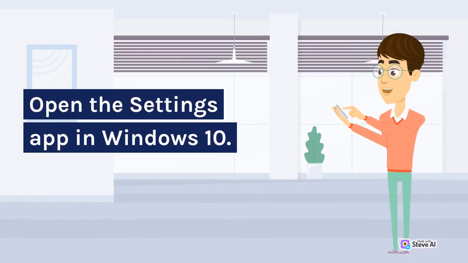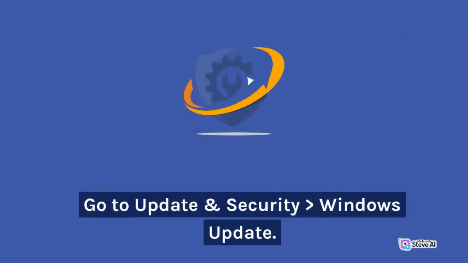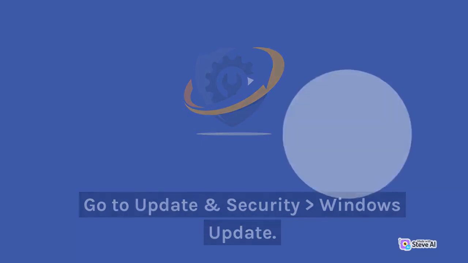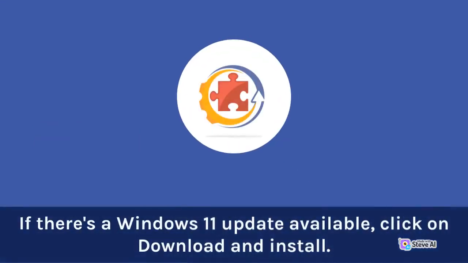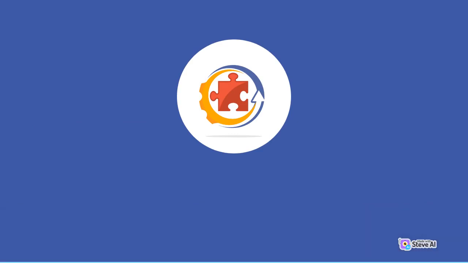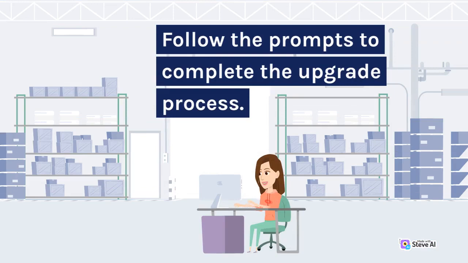Open the Settings app in Windows 10. Go to Update and Security > Windows Update. Click on Check for updates. If there's a Windows 11 update available, click on Download and Install. Follow the prompts to complete the upgrade process.